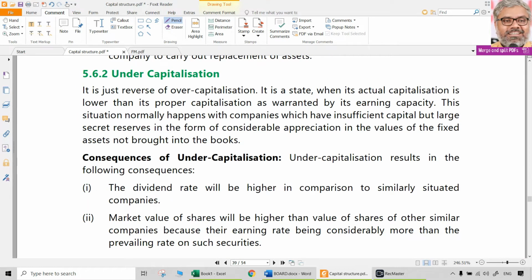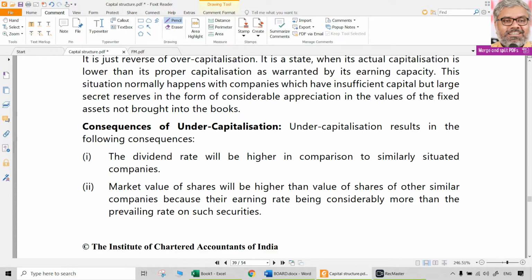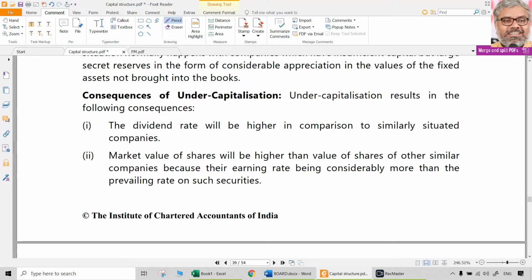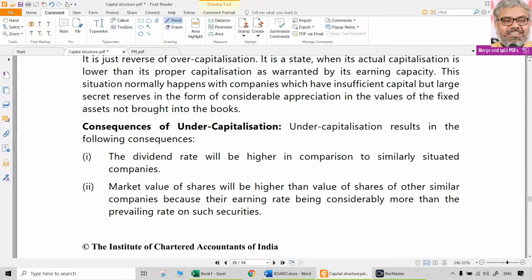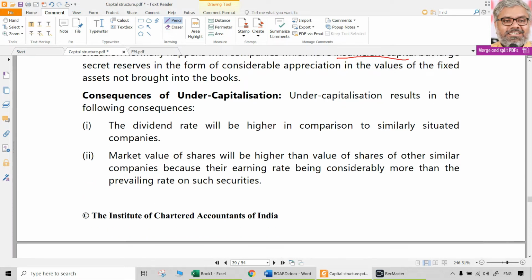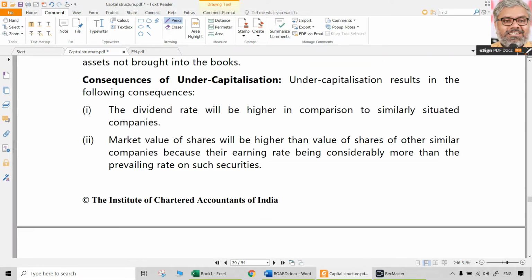Like overcapitalization, the opposite of overcapitalization is undercapitalization, where actual capitalization is lower than the required money. So its earning capacity is good, but it does not have sufficient capital. So what is happening in this case? In this case, the company has insufficient capital, but it has large secret reserves in the form of considerable appreciation in the value of fixed assets, which are not brought to the books. So the company actually has a very good value, but it has a lower book value and less capital. So this results in the following consequences.